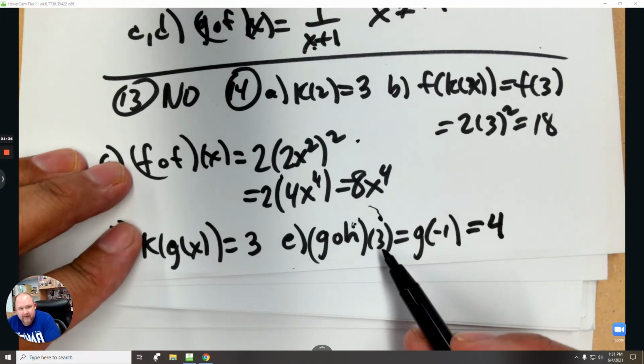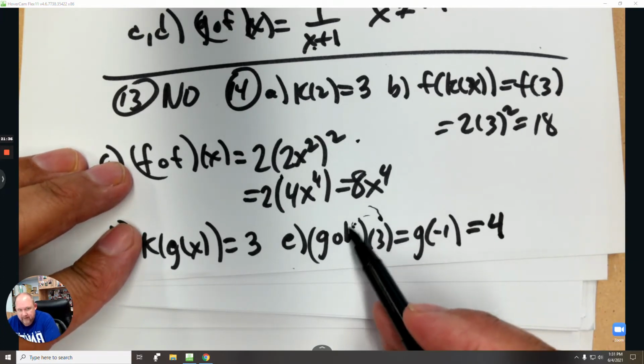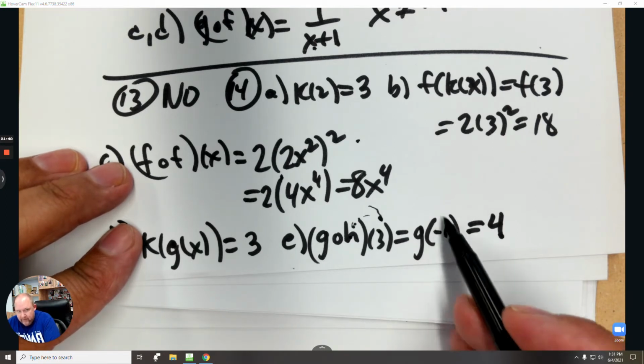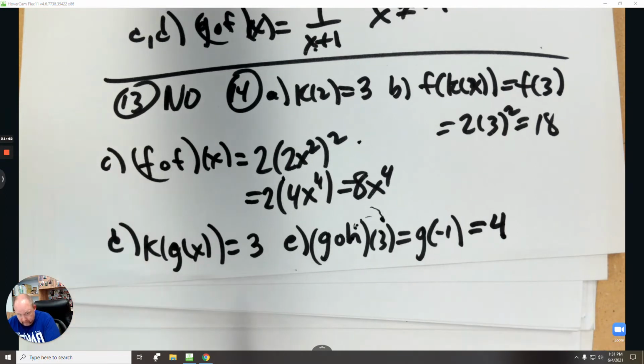So again, take 3 and plug it into h and get an answer. That answer is -1. Then take -1 and plug it into g, and that answer is 4.